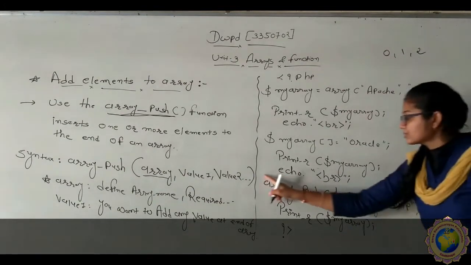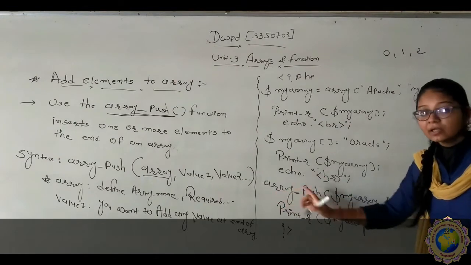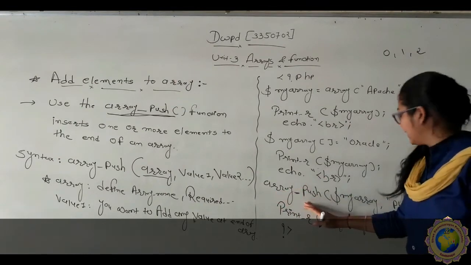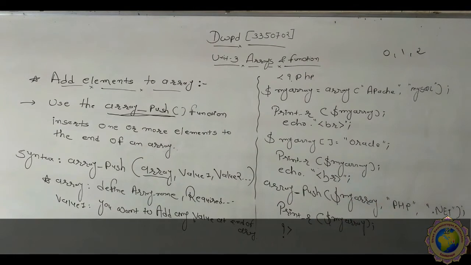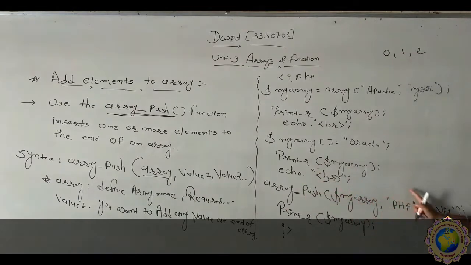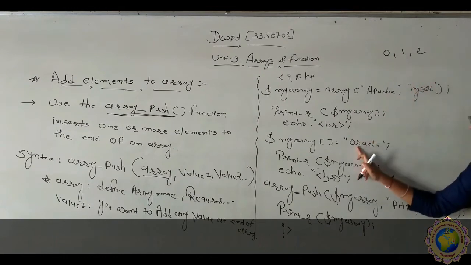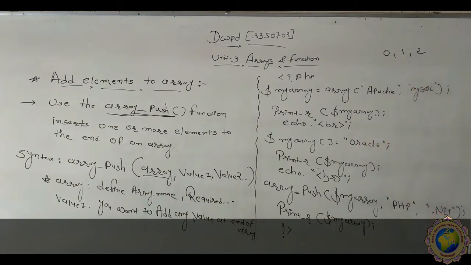Then we use the array push function. Why do we use the array push function? Because we want to add PHP and .NET at the end of the array. So finally the output is Apache, MySQL, Oracle, PHP and .NET, and then the print function finally shows the result using the array name.